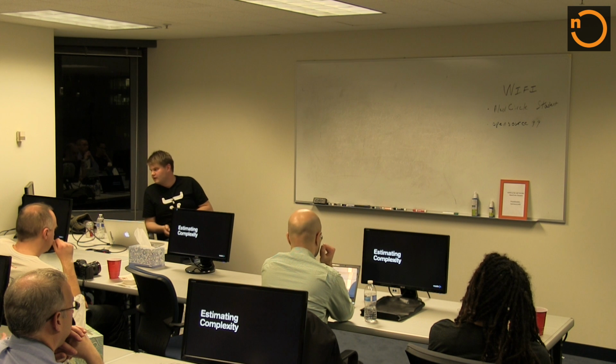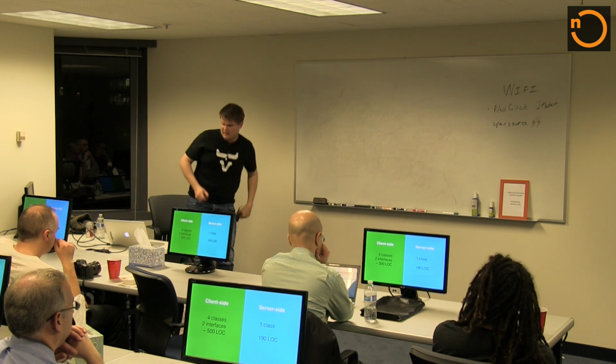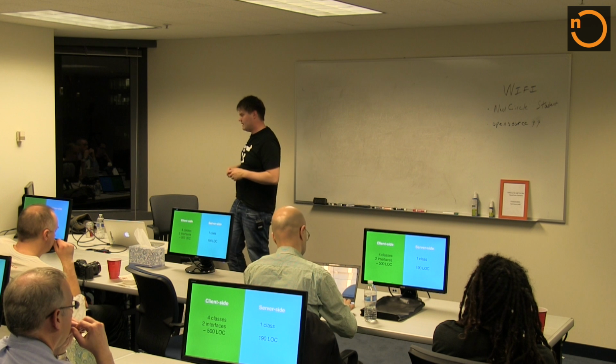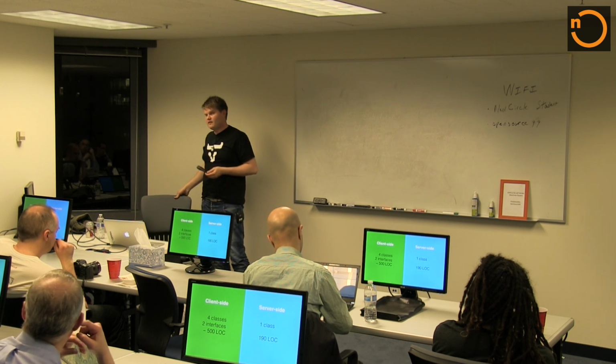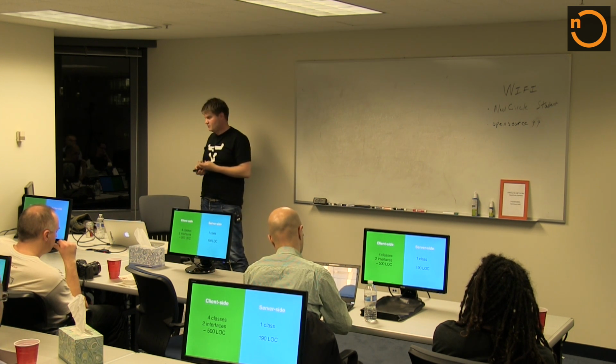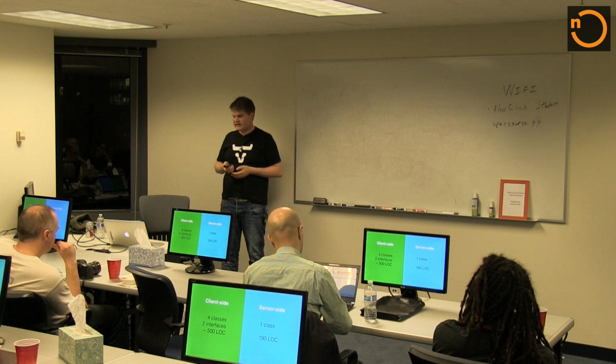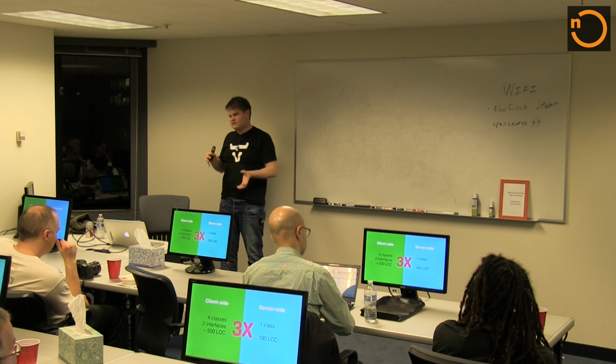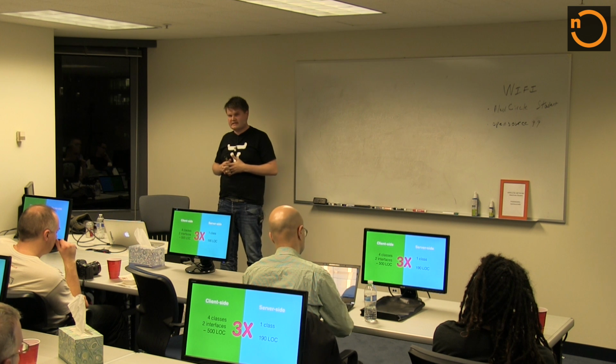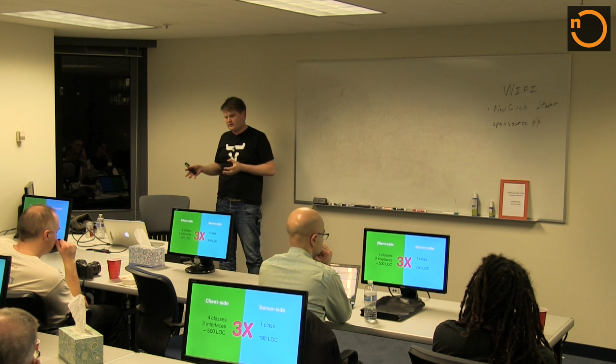So if you are estimating the complexity over here, in the client-side version we have 4 classes, 2 interfaces, around 500 lines of code. On the server-side version, 190 lines of code, 1 class. It gives you something like 3x complexity in this example.